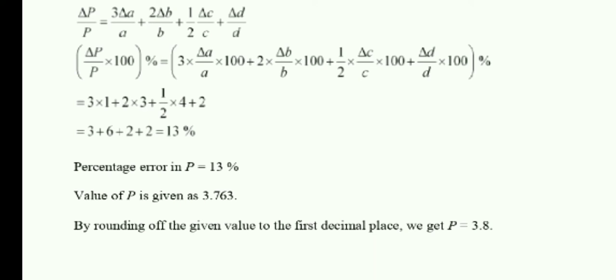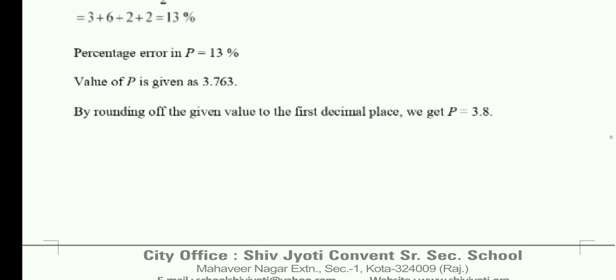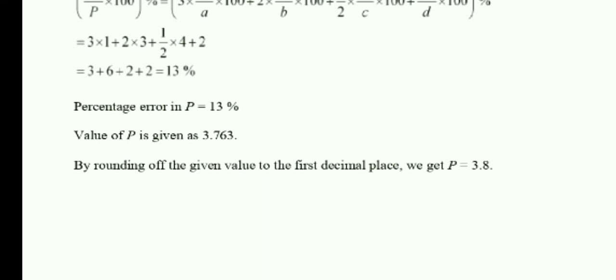Now come to the second part of the question. The value of P is given by 3.763. Now by rounding off the given value to the first decimal place, we get P equals to 3.8. So there are only two significant figures in the percentage error. Hence P should also be rounded off up to the two significant figures. So P equals 3.8.